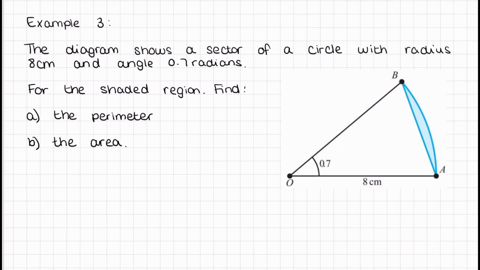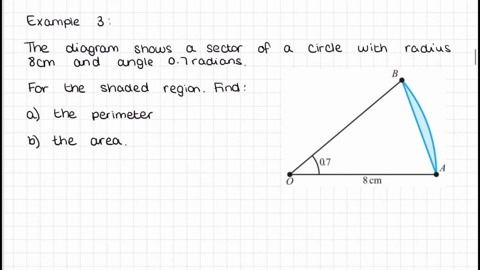And finally, example 3, the diagram shows a sector of a circle with radius 8 centimeters and an angle of 0.7 radians. For the shaded region, this bit in blue, find the perimeter of that and the area. So to find the perimeter, part A, we need to find the length of the arc, this bit here, and then we also need to find this length, the straight length here, which is a part of the triangle. So first of all, we'll find the arc length because that's the easy one.